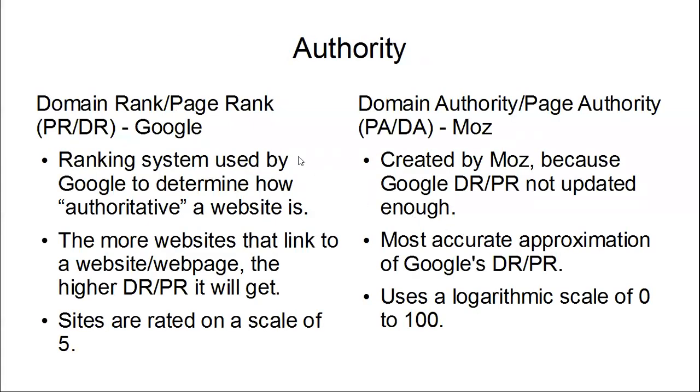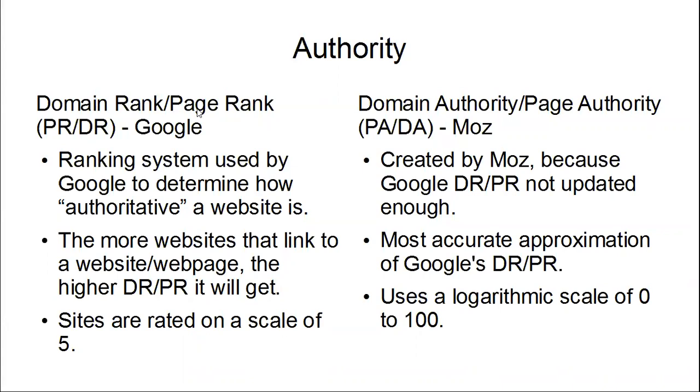So just to recap what authority is, it's basically a measure of how trustworthy or authoritative your website is. And it's taken originally from Google's domain rank and page rank ratings, which are in short DR and PR, which is the rating system Google uses as part of their algorithm to determine where a website should rank in searches. Generally, the higher the number you have, the higher you'll tend to rank in searches that you're relevant for. And that's really determined by how many websites are linking to your website.